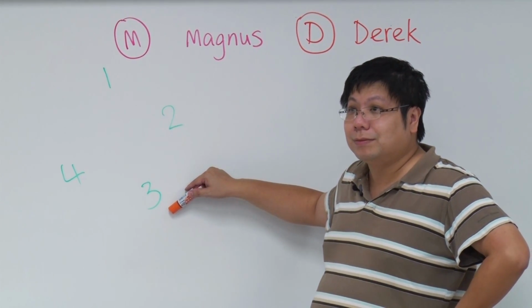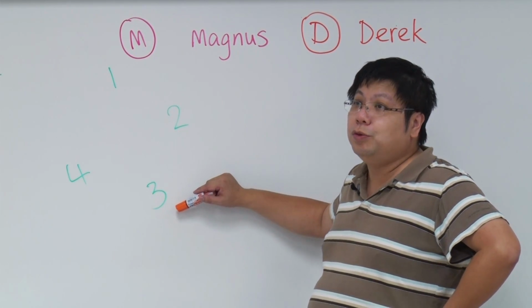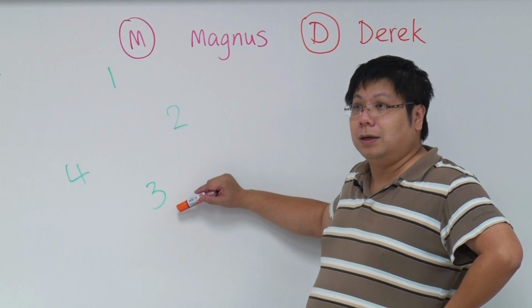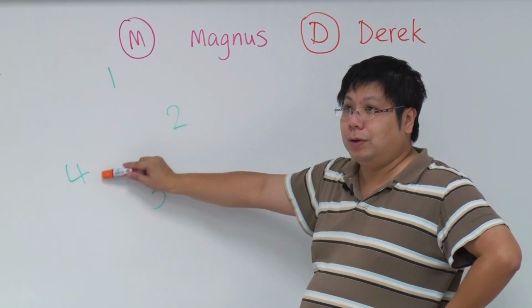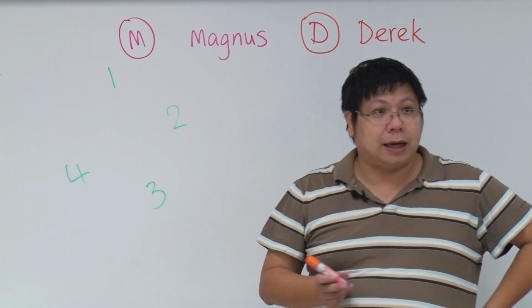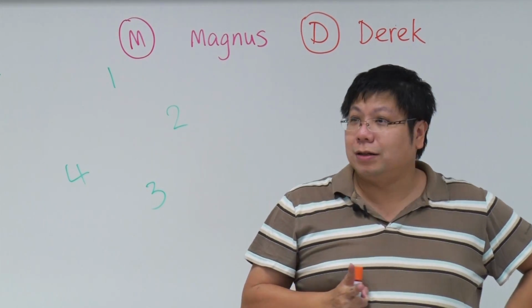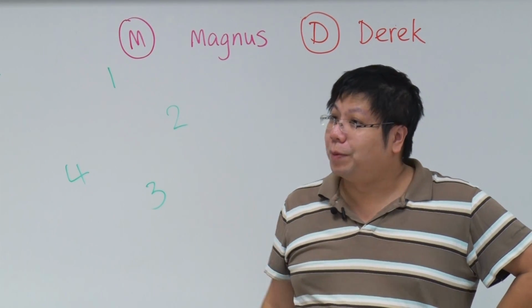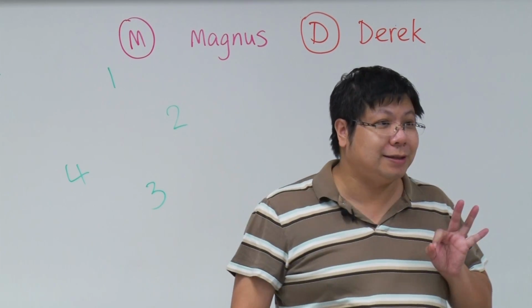Then Magnus says, I want to move 1 position. No matter what Derek does, Magnus will go to either 2 or 4. Magnus will still be happy, because after that he will say, I want to move 2 positions. Then Derek cannot deny Magnus going to all 4 positions. Everyone is clear about this question, right?